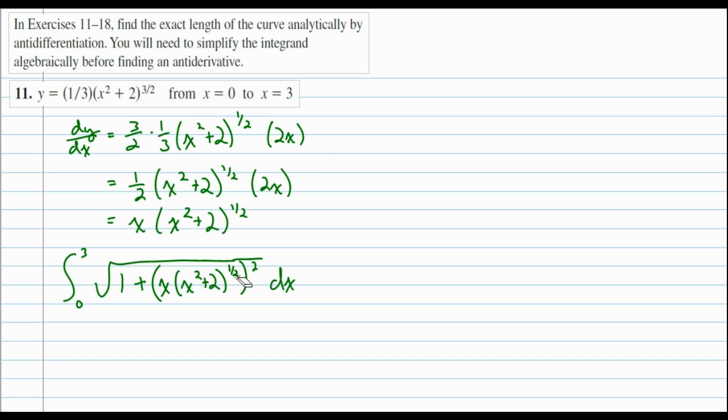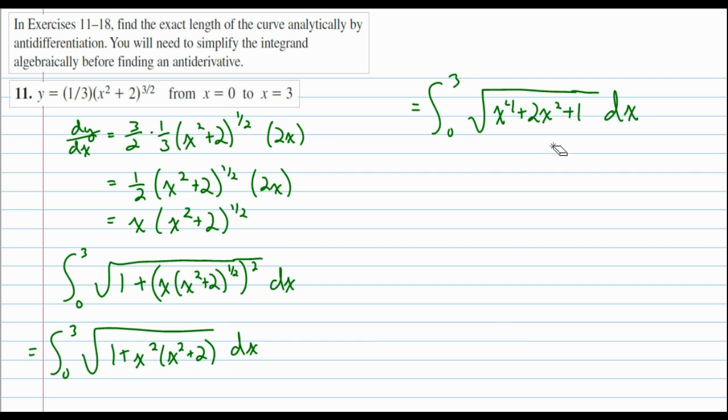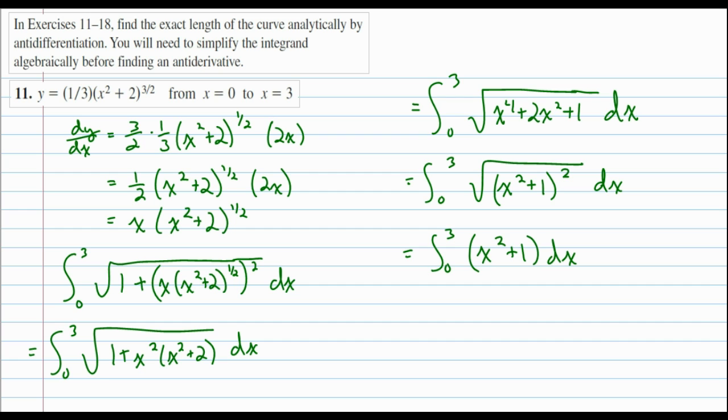Well, I see this 1 half squared, which is nice. Now the x is also being squared, so when I simplify that exponent of 2, I'll get x squared and then the x squared plus 2 without an exponent, or exponent of 1. Now I can distribute the x squared. That looks familiar to me. That is a binomial squared. That's x squared plus 1 squared. And then I'm taking the square root of it. So that simplifies even further to just x squared plus 1.